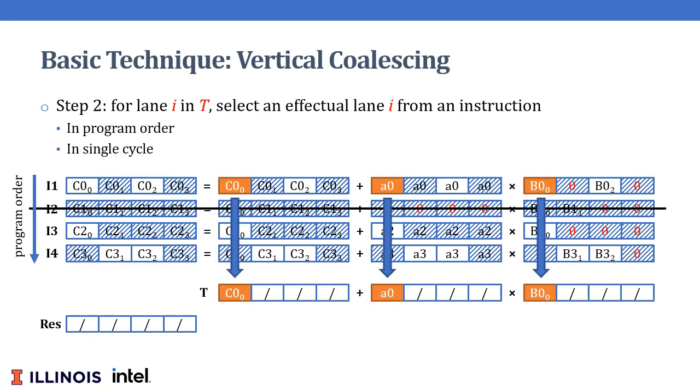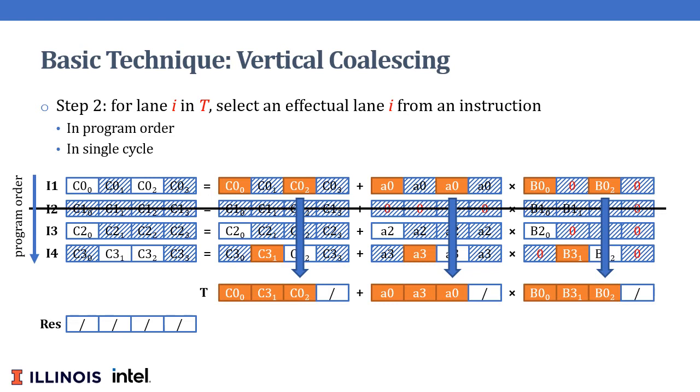In step 2, for each lane i in T, SAVE selects an effectual lane i from a ready instruction in program order. In the example, we first assign lane 1 from I1 to lane 1 in T. Then lane 2 from I4 to lane 2 in T. And then lane 3 from I1 to lane 3 in T. However, because there is no effectual lane 4 from these instructions, we cannot assign any lane to lane 4 in T. Note that the whole process is performed in a single cycle.